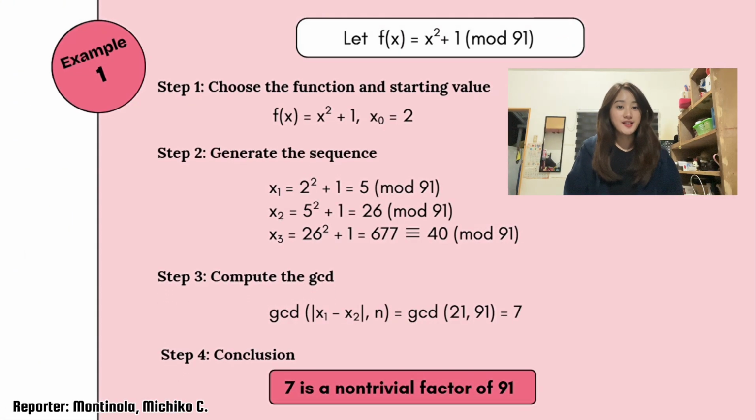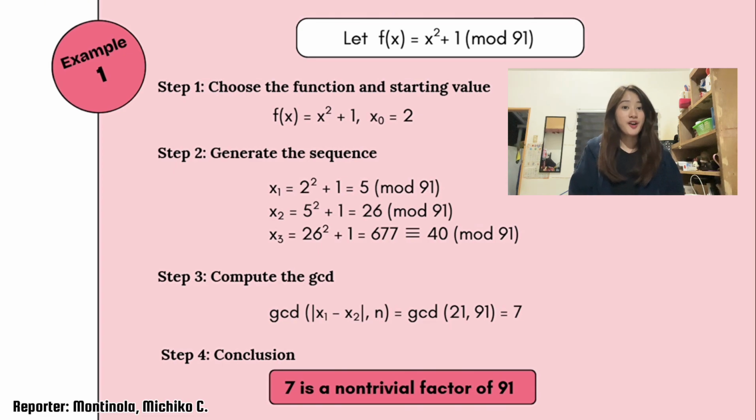And for better understanding, I will elaborate what was discussed by showing step-by-step examples of Pollard Rho factorization. Let's start with example number 1. We have f of x is equal to x squared plus 1 modulo 91. Let's start with step number 1, which is choosing our function, which is f of x is equal to x squared plus 1, and our starting value, which is x sub 0, is equal to 2.